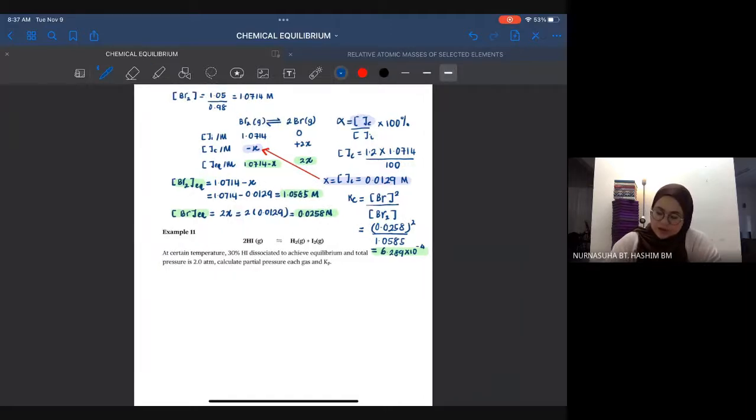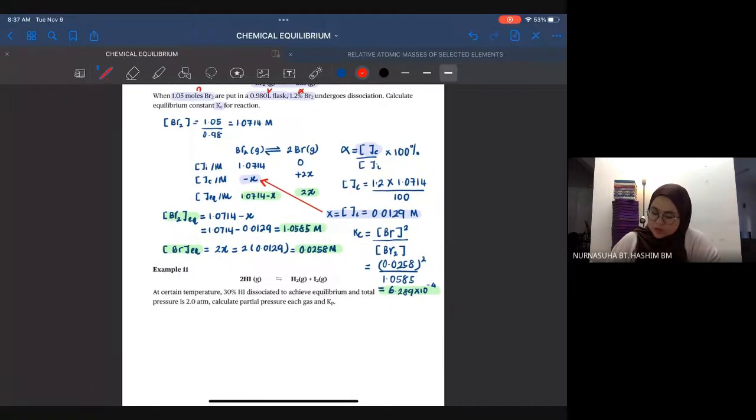Panjang sikit dia punya cara cari. Okay, so nampak terabur sikit. So kita pergi step by step. First, kita cari dulu concentration. Next, kita tulis ICE table. After that, daripada alpha tu kita dapatkan change in concentration. Lepas tu masukkan dalam ICE table lah. Once dah dapat, kita cari concentration at equilibrium. Lepas tu, once kita tahu concentration at equilibrium, barulah kita boleh cari Kc ataupun Kp.